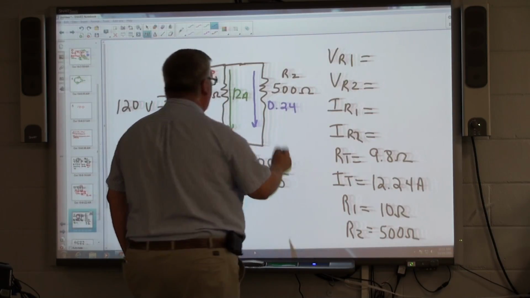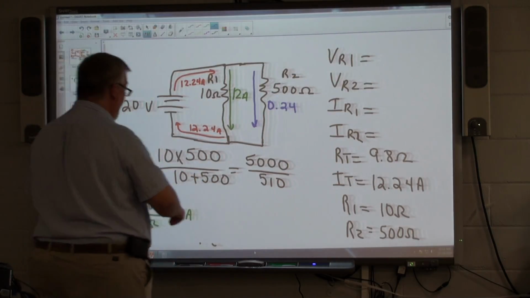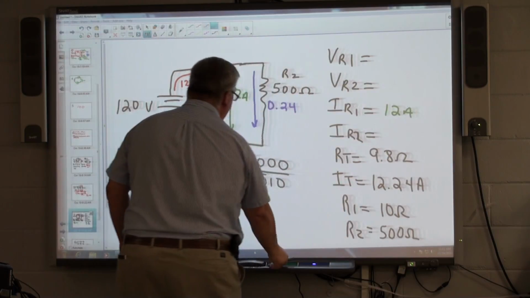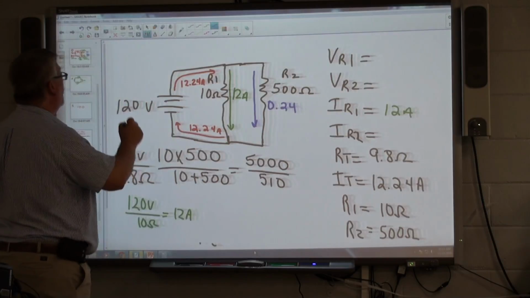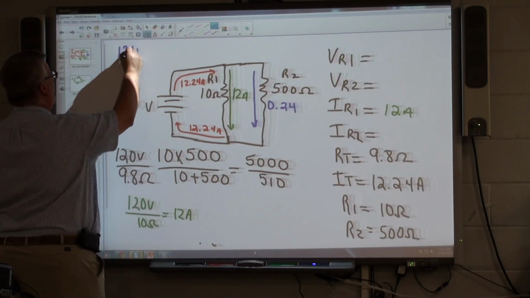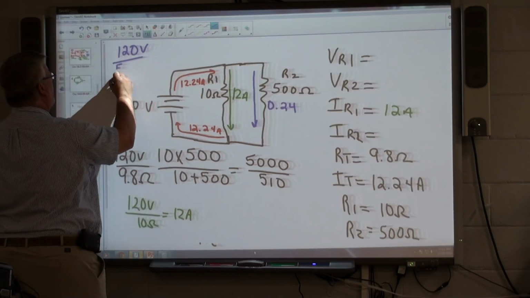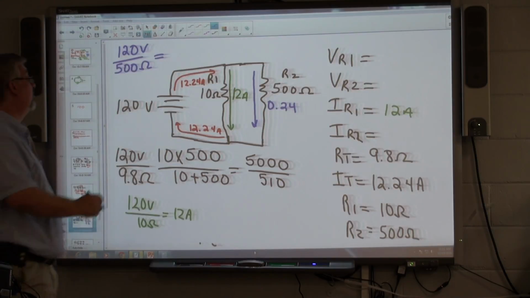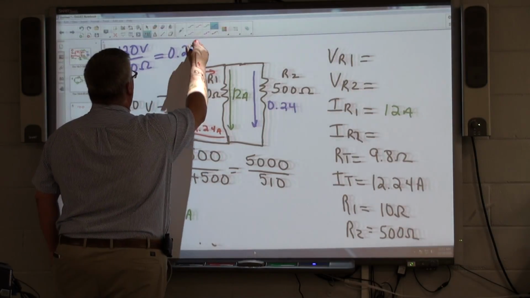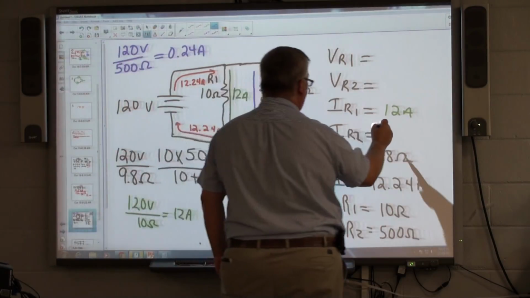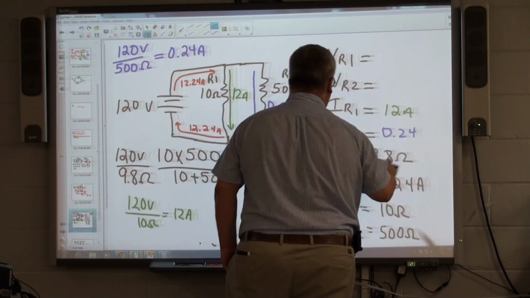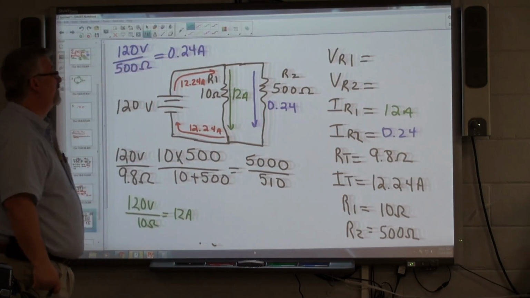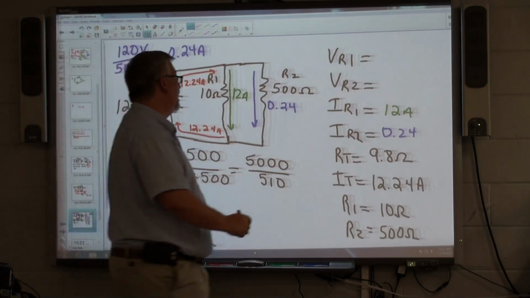Before we do, let's take Ohm's law. I never did write R1, did I? So it's 12 amps. And we'll go ahead and try Ohm's law. What is our voltage? What is our resistance? 500. Equals what? 0.24 amps. We'll go ahead and plug it in. So we proved that part. And the last part's about the simplest thing we got up here. What is V of R1 and R2? 120.